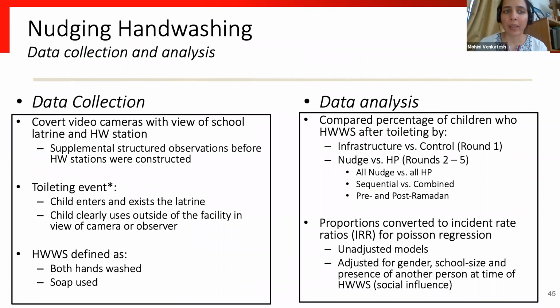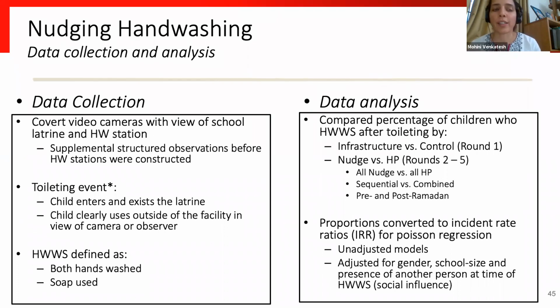So how did we collect the behavior of hand washing with soap after toilet use? We used covert cameras in this case with a view of the school latrine and the hand washing station. Because these were hand washing stations outside the toilet block, we met with ethical norms of the research. And these were also supplemented with structured observations from time to time to see that the facilities were maintained and to use as a comparison with the video footage.